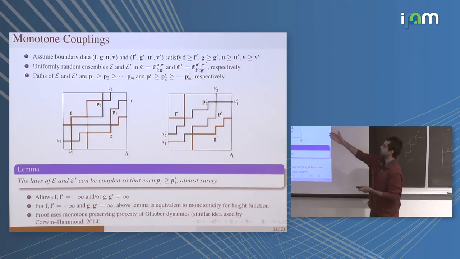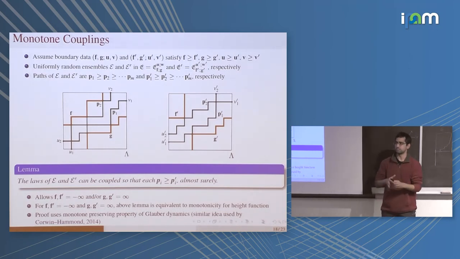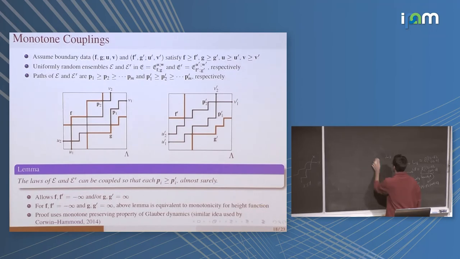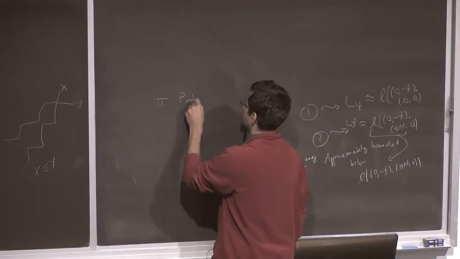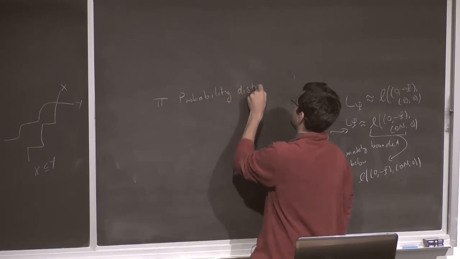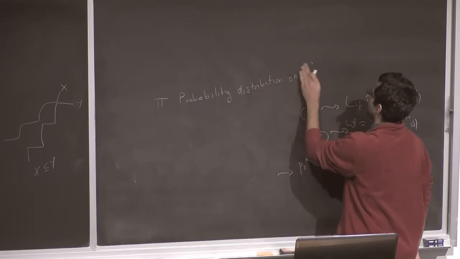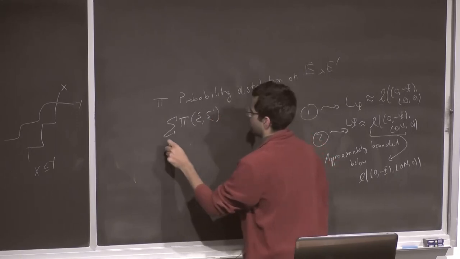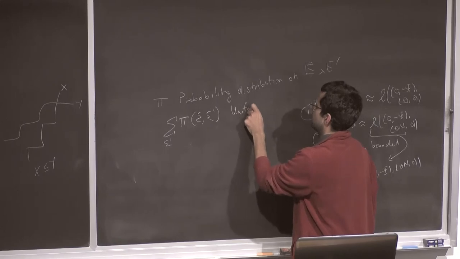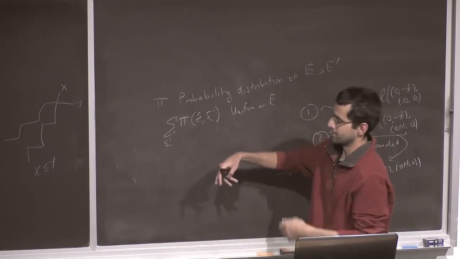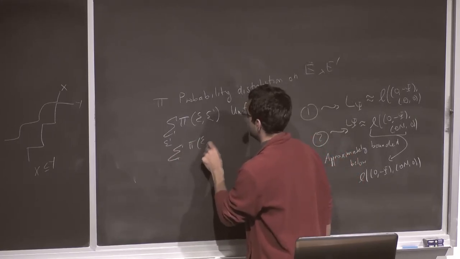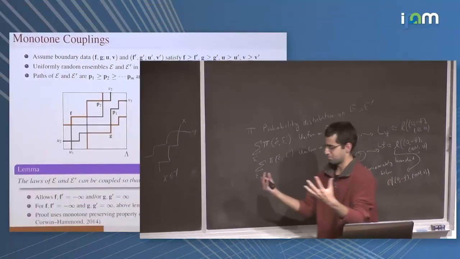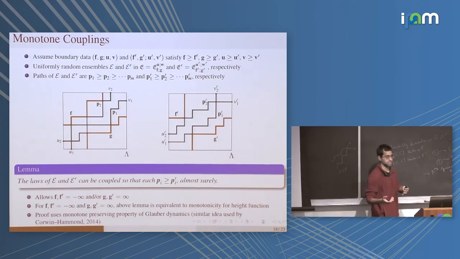A coupling is a probability distribution on pairs in the set E cross E prime, such that the marginal distributions, if I project to each factor, give me the uniform distribution on each factor. So it's a probability distribution pi on E times E prime, such that if I sum over the second coordinate, then it's uniform on E. And if I sum over the first coordinate, then it's uniform on E prime. It's just a way of jointly sampling E and E prime so that the marginal projections are uniform on both factors.